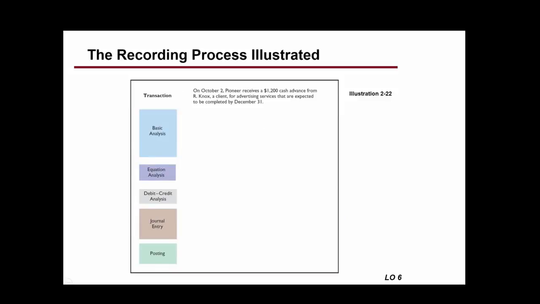So Pioneer receives a $1,200 cash advance from Arnott's, a client. So they received cash in advance for advertising services that they will be performing in the future, not now. What are the accounts that are involved? Again, we have to analyze the transaction. What happened here? They received cash in return for services that will be provided in the future.